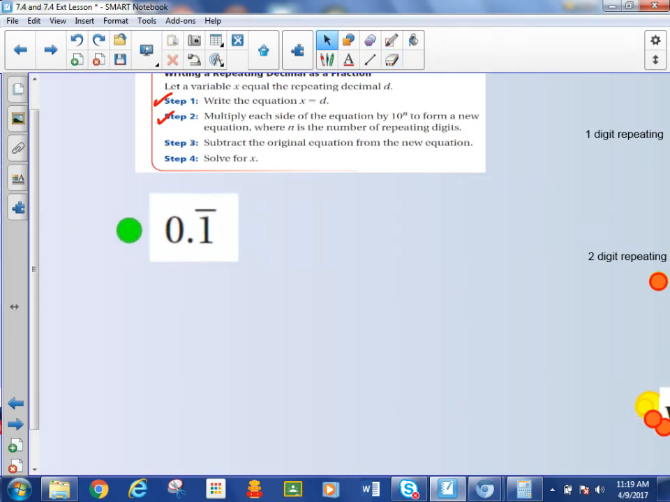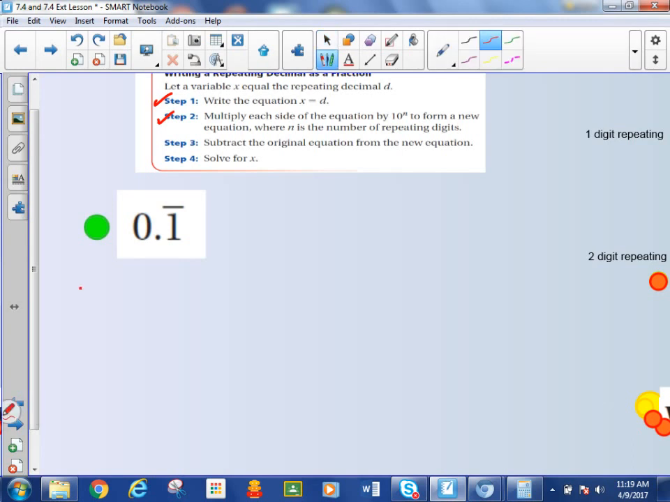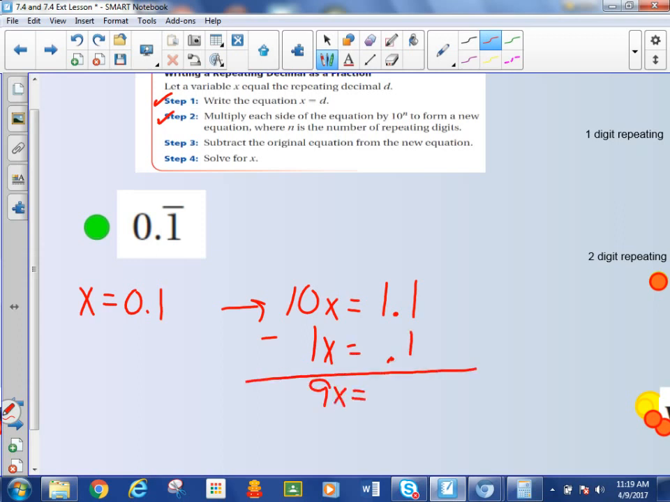Why don't you go ahead and try this one? So pause your video, work through it, and then check back in just a minute. So you should have gotten x equals 1/9 for that one.